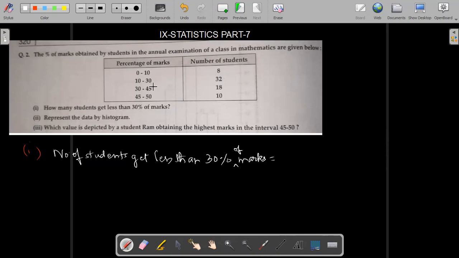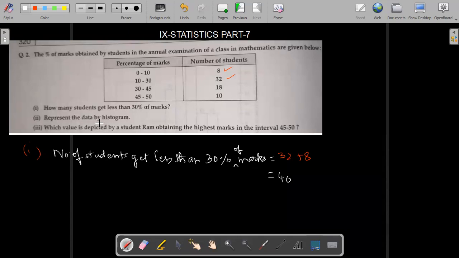So less than 30% means 32 and 8, because 0 to 10 means less than 10 here, and 10 to 30 means less than 30, from 10 to less than 30. So 32 plus 8, so your answer will be 40.